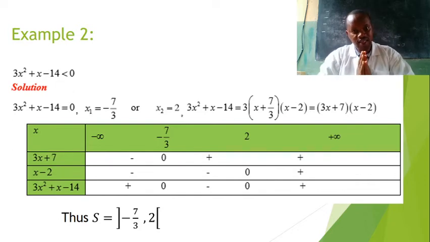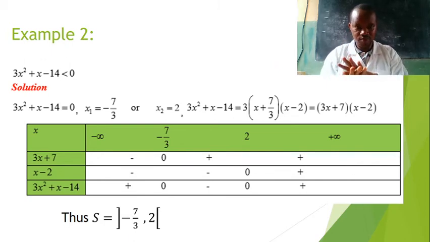In this case we put excluded because we are given less than 0. We put included when you have or equal. When we don't have or equal, it means those numbers or boundaries will always be excluded.